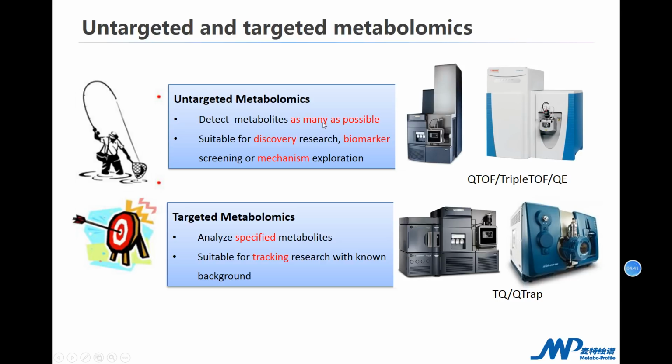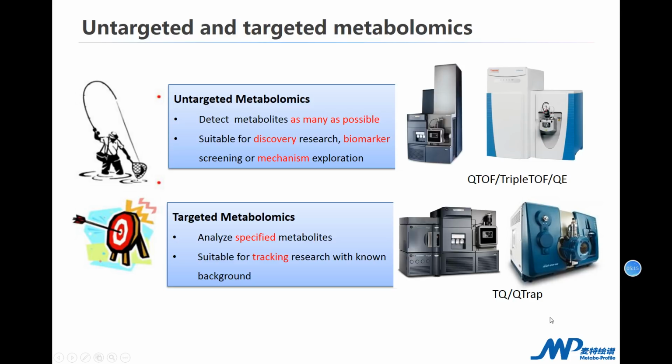Traditionally, metabolomics is mainly divided into two categories. One is untargeted metabolomics. The other is targeted metabolomics. Most researchers believe the untargeted method is suitable for discovery research by marker screening. It can detect as many metabolites as possible. The most used platforms include QTOF and QE platform.